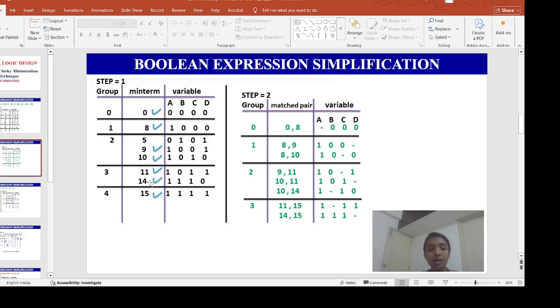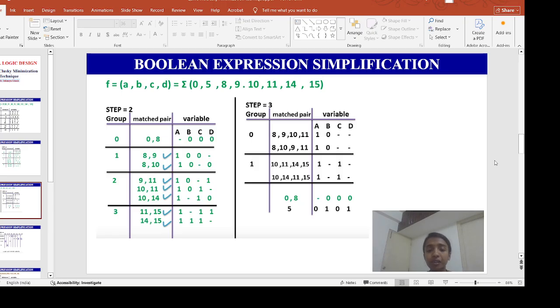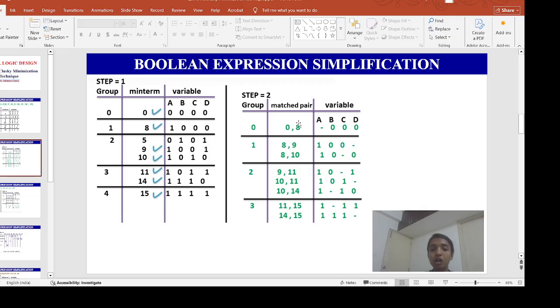Same process. Here we are comparing the nth row with the n plus 1th row. So 11 15 we have to compare, then 14 15 we have to compare. We can write it as a matched pair only if one mismatch is there in the variable. Okay, so likewise we have to do this step 2 table.